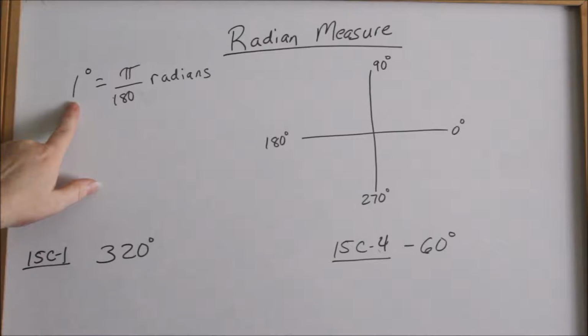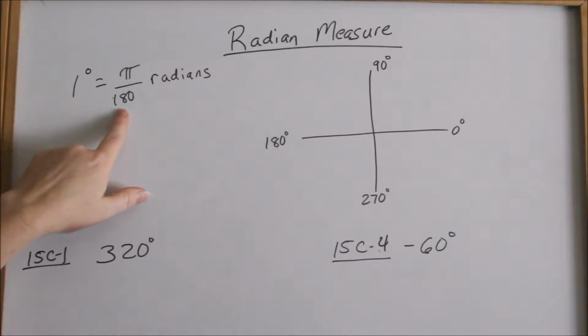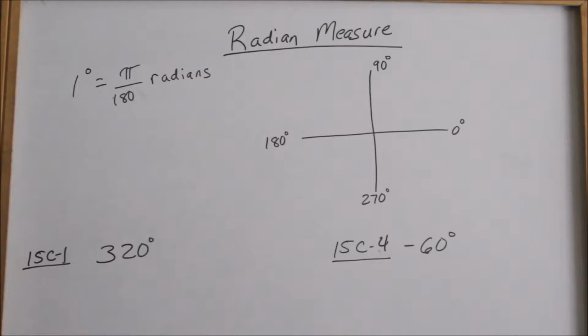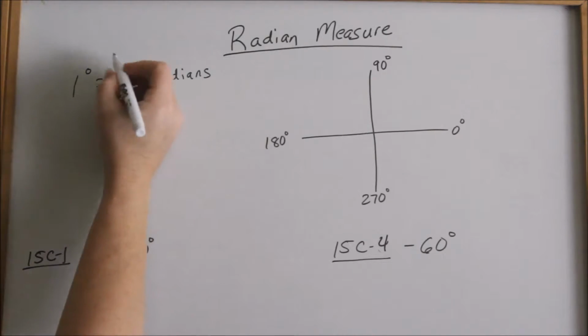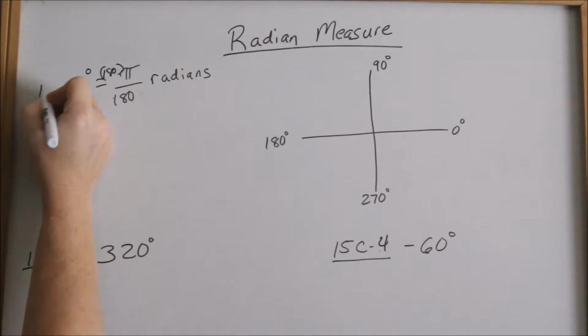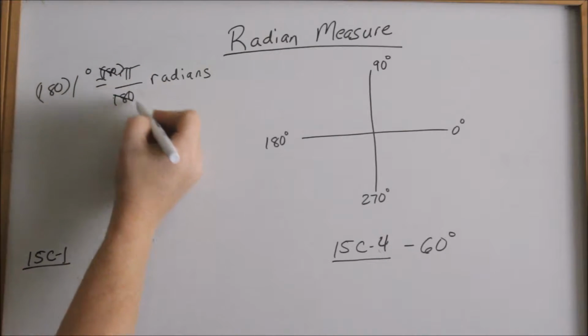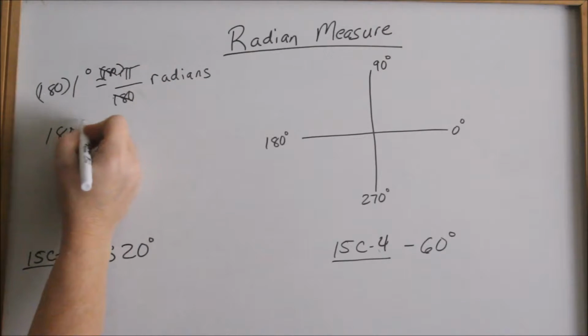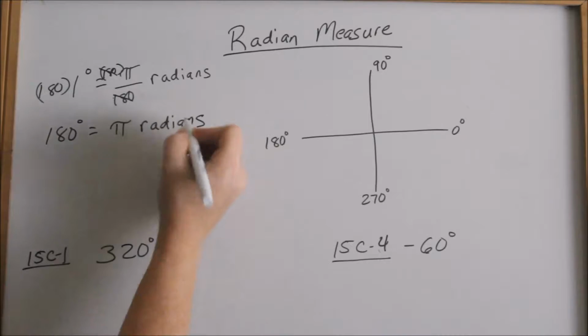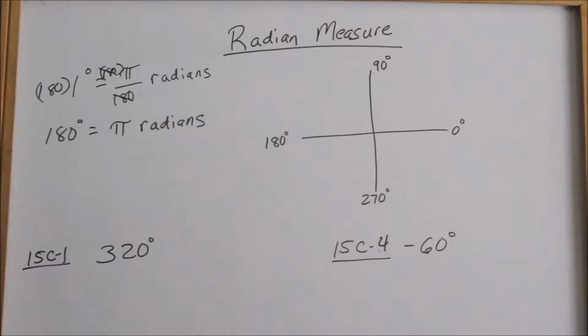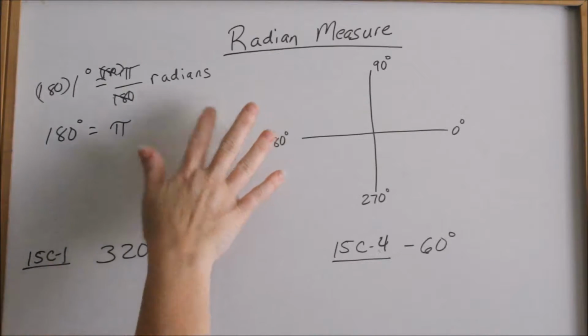By definition, 1 degree is equal to pi over 180 radians. Let's think of it this way: if I multiply both sides by 180, the 180s cancel, and basically I have 180 degrees equals pi radians. When you're using radian measurements, you actually drop the word radians. You don't put radians and degrees in the same sentence.